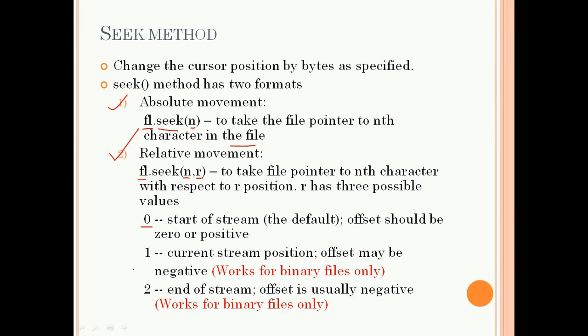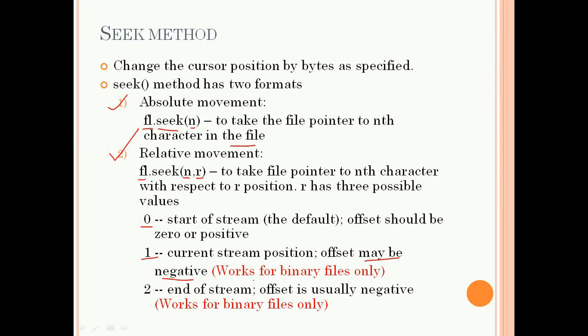If the value of r is 1, that means the file pointer will move to the nth character from the current position of the file pointer. And here the offset may be negative or positive. And one more thing, it will work only for binary files.